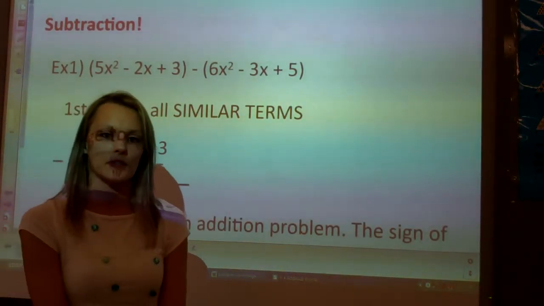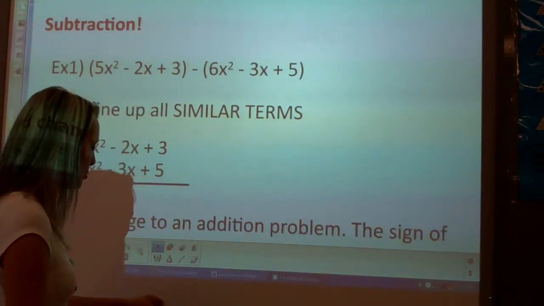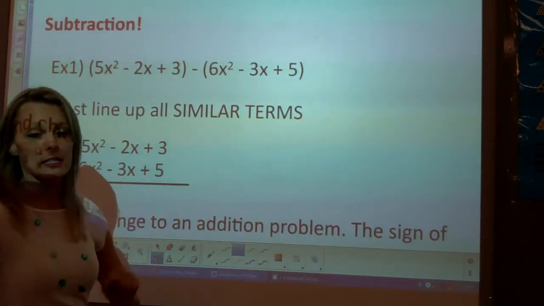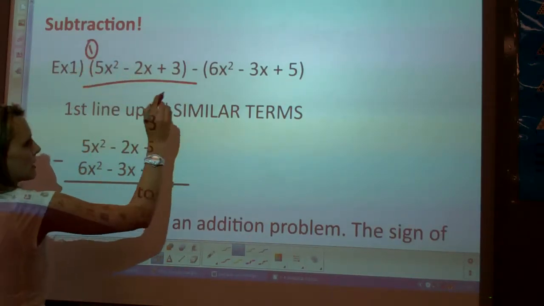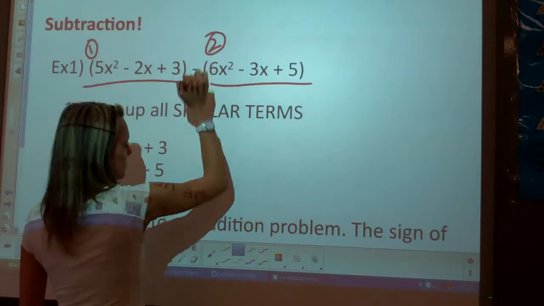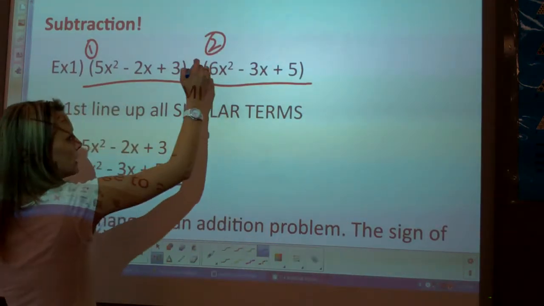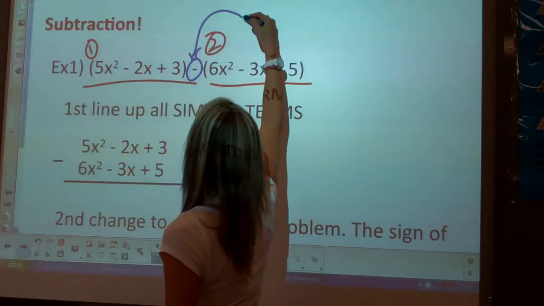This is part 2 of 7.4, adding and subtracting polynomials. Now we are going to work on subtraction. So just like addition, we have our polynomial 1, polynomial 2, but notice in between we have a subtraction sign instead of addition.